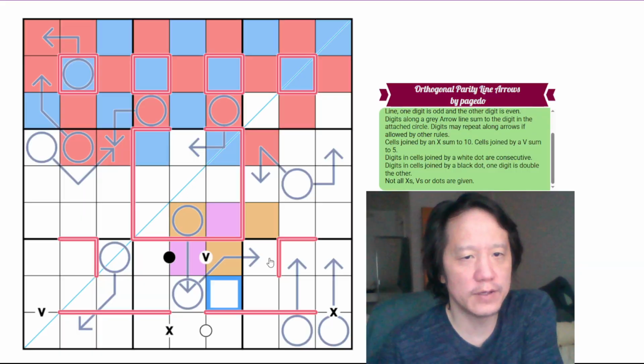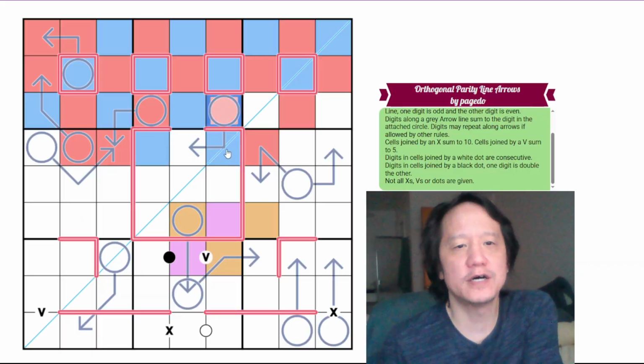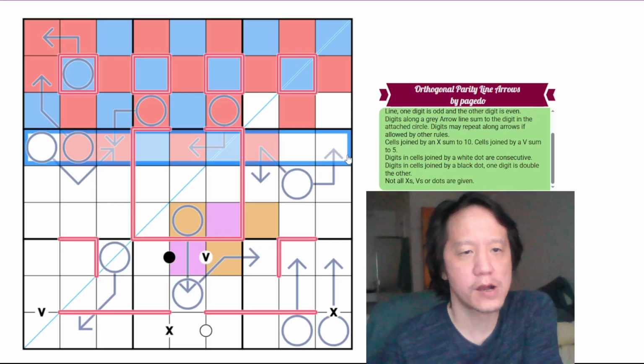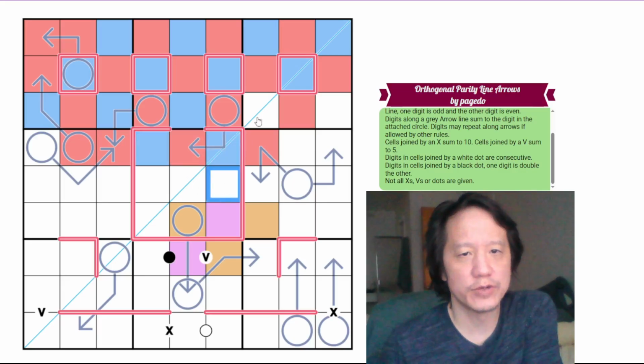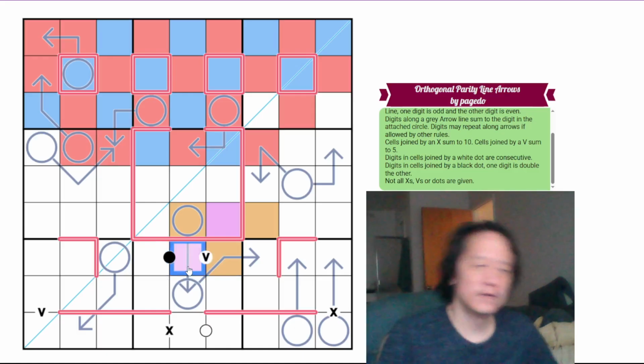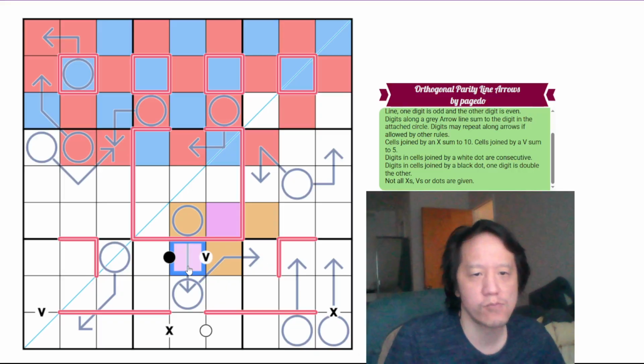What does that mean? For this to be an odd digit, again, it needs to be even plus odd to add up. So this is odd. What else do we have? I'm trying to do all of this by odd and even parity. I don't know if we can do that.